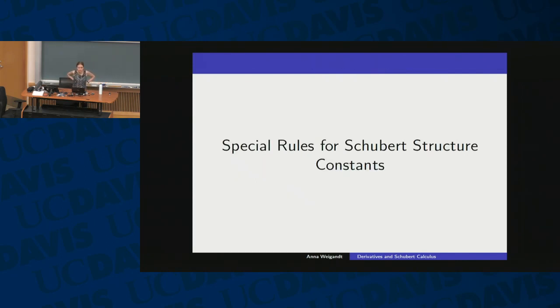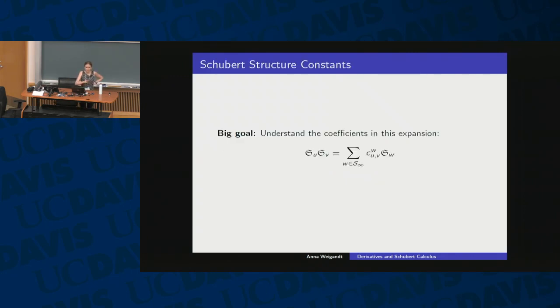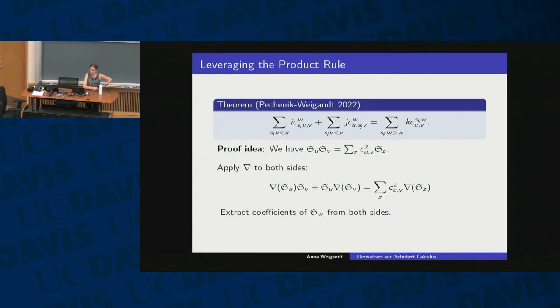OK. So yeah, the third application that I want to get to is special rules for Schubert structure constants. So remember, we can multiply two Schubert polynomials, we can expand them out in the Schubert basis, and we want to understand these coefficients. Okay, so what we can do is leverage the product rule, because we have a differential operator, this satisfies the product rule. So here, I have a bunch of linear relations of coefficients. You should really read the proof idea first and then the theorem. So that's what we'll do.